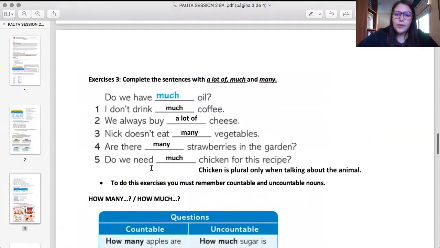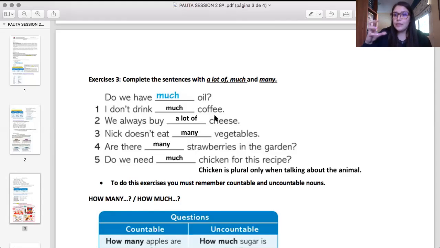Exercise number 3, you had to complete with a lot of, much, and many. The example says, do we have much oil? Oil is uncountable, remember, it's a liquid. Number 1, I don't drink much coffee. Any liquid, tea, coffee, water, milk, soda, juice, etc., is uncountable, so it goes with much.